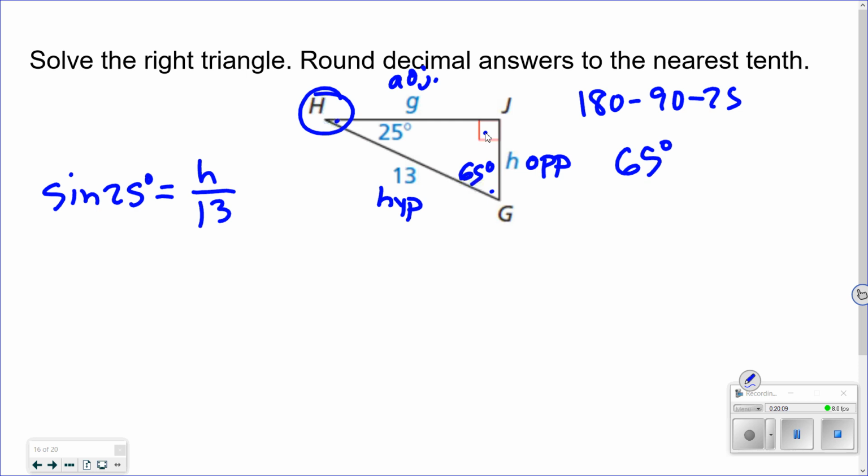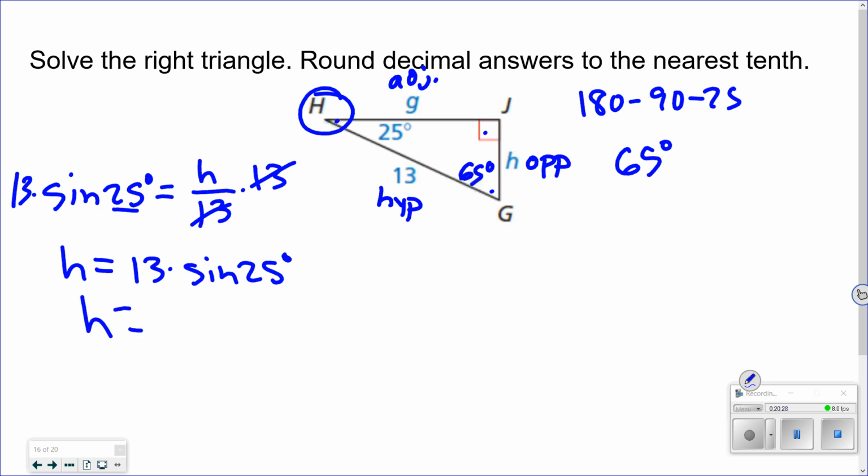Hey, we're not trying to find an angle. I know what the angle is, so this is not an inverse problem. Just times by 13, just what we did yesterday. So h is equal to 13 times the sine of 25 degrees. Okay, grab a calculator, plug that in there. So 13 times the sine of 25, and we end up with approximately 5.5.